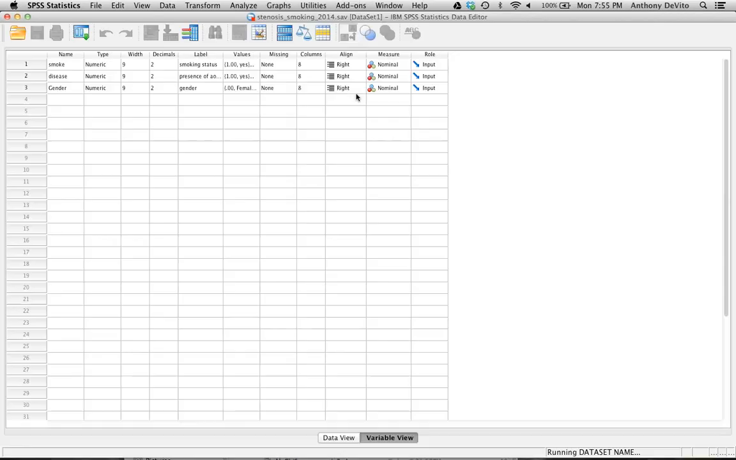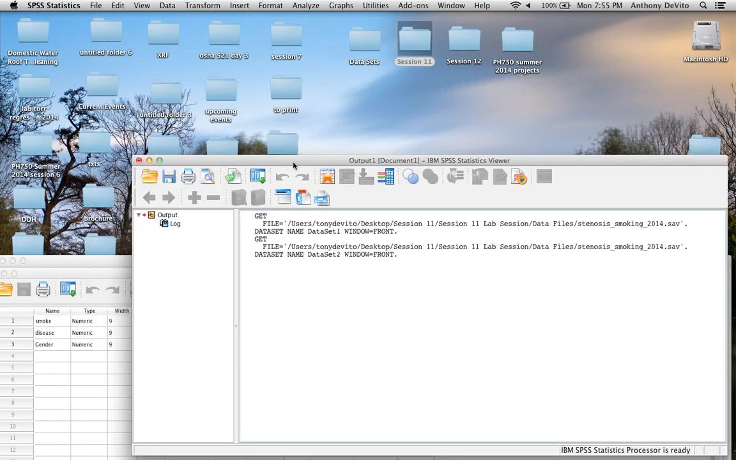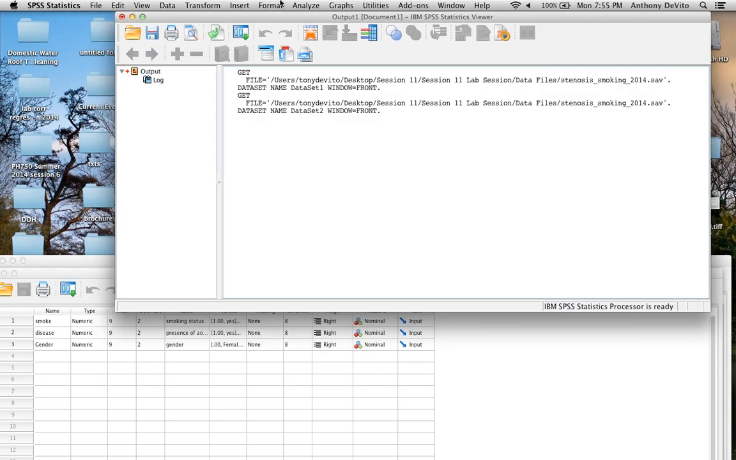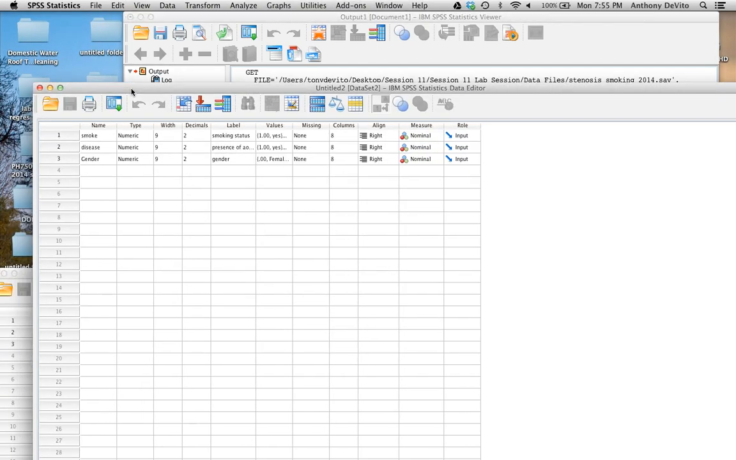Oh, yep, gave me the warning back there. I don't know why it does that. That must be double clicking. Okay, it's not bothering me with the warning anymore for some reason.